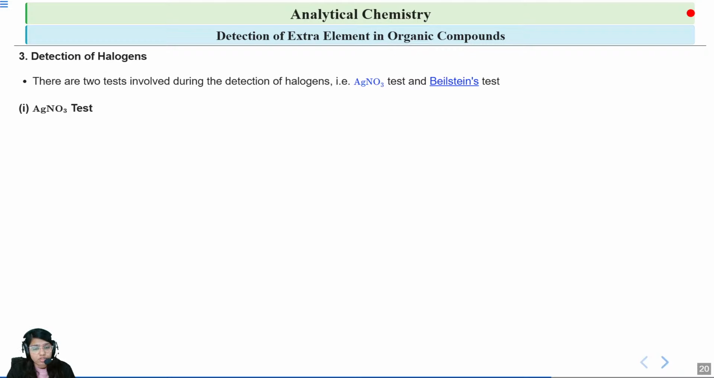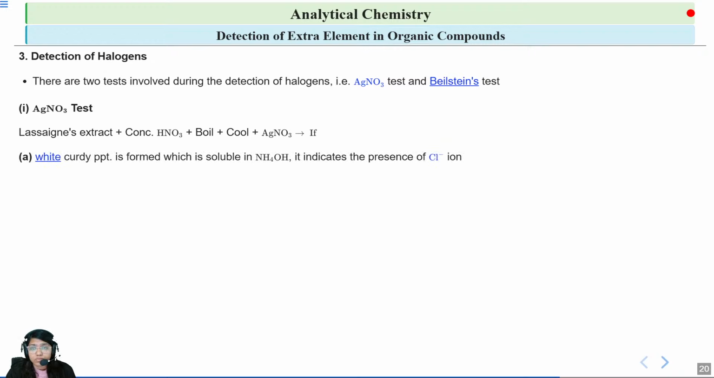So, first we'll see the silver nitrate test, that is the AgNO3 test. In the AgNO3 test, the Lassaigne's extract is first treated with concentrated nitric acid, that is conc. HNO3. This mixture is boiled for 1 or 2 minutes and then cooled. After cooling, silver nitrate solution is added to it. The color and solubility of the precipitate indicate which halogen is present.